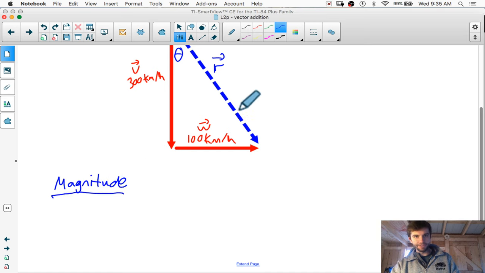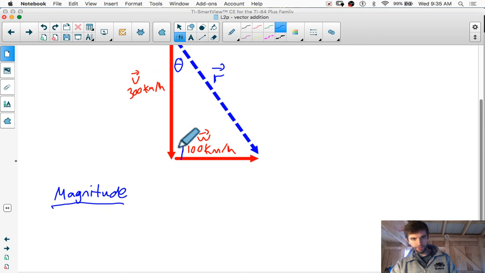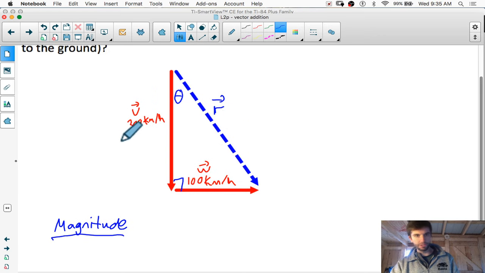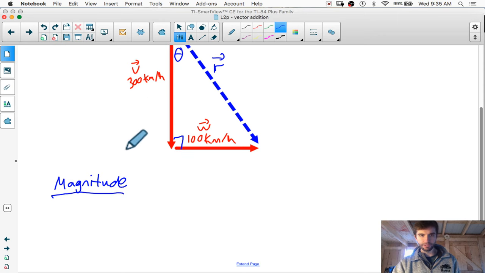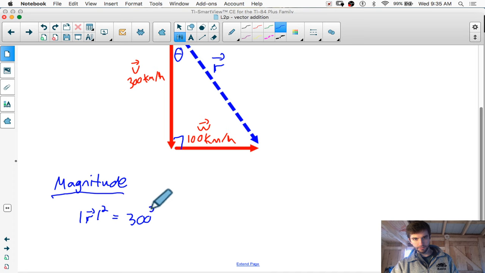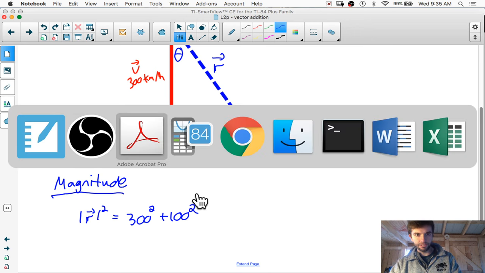So to find the magnitude of this side, hopefully you notice that this is a right angle triangle. So we could just use SOHCAHTOA to find the magnitude of this. If I want the length of this side, the magnitude of vector r squared equals the magnitude of vector v squared plus the magnitude of vector w squared. So 300 squared plus 100 squared.